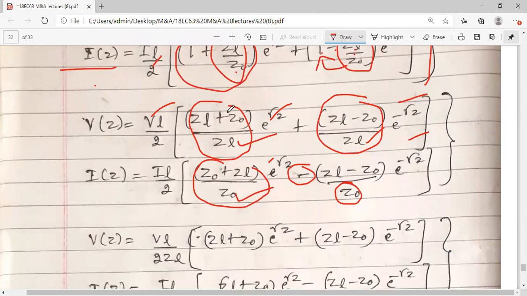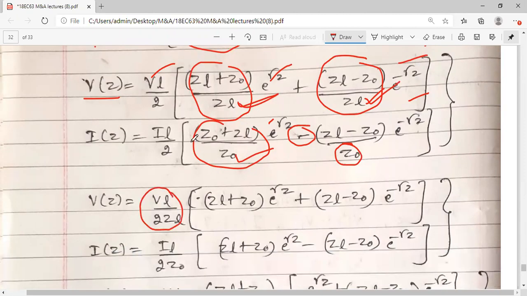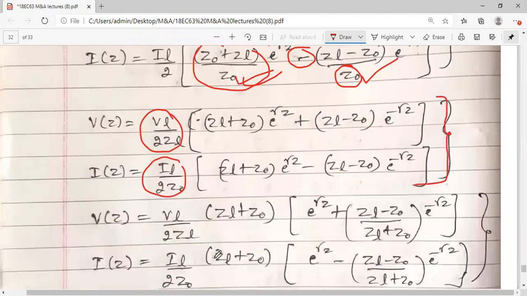Further, what I can do, take ZL plus Z naught, or in the voltage equation, ZL is common in both, take ZL outside. Okay, that is the next step. And in the current equation, Z naught is common in the denominator, take it outside, all the rest is the same. Same thing I have written one more time. After that, in the next step, take ZL plus Z naught common, taking ZL plus Z naught outside.